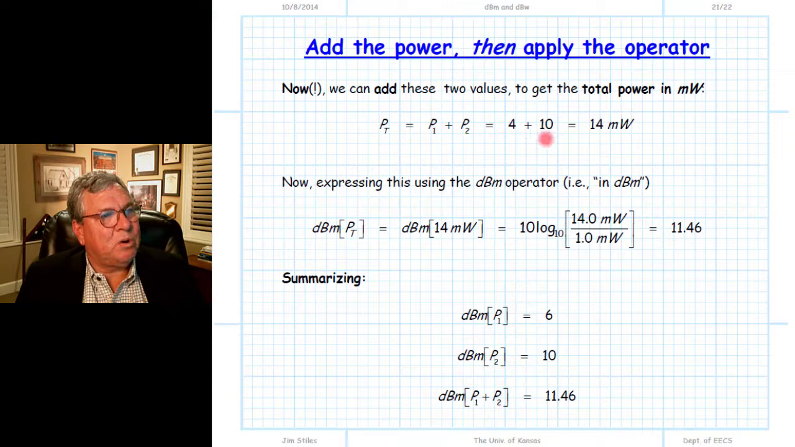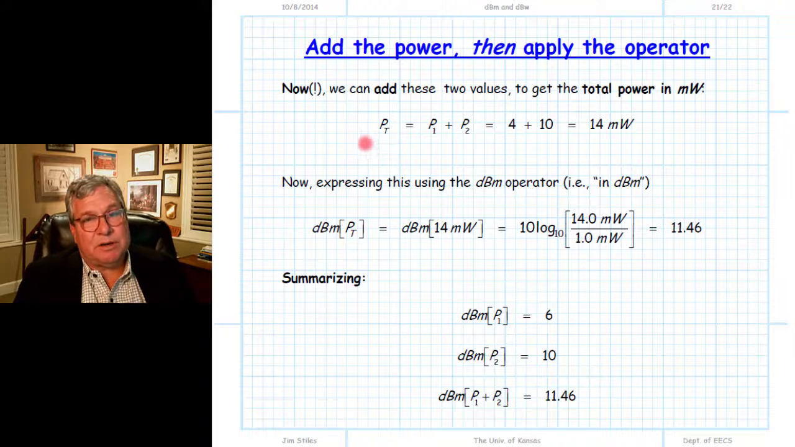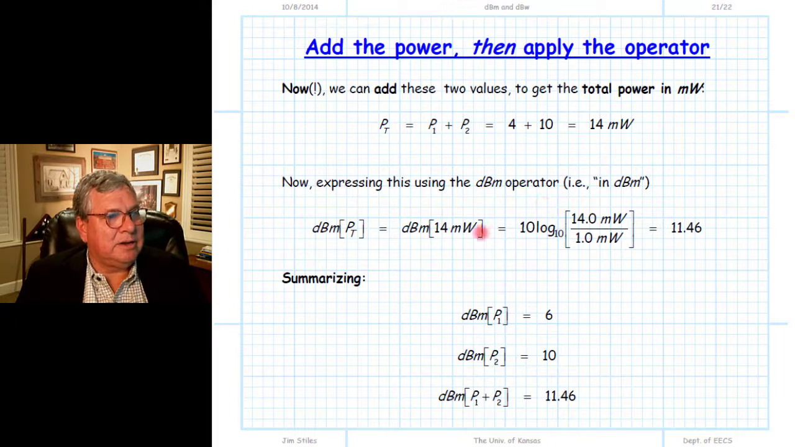So if P1 is 4 and P2 is 10, the sum of those two powers gives us a value of 14 milliwatts. That's the total power. What is that total power when expressed with the dBm operator? Well, we insert it into the dB operator, 14 divided by 1. Take 10 log 10 of 14 and we get 11.46. And so it turns out here that if P1 is 6 dBm and P2 is 10 dBm, then the sum of P1 plus P2 is equal to 11.46 dBm.